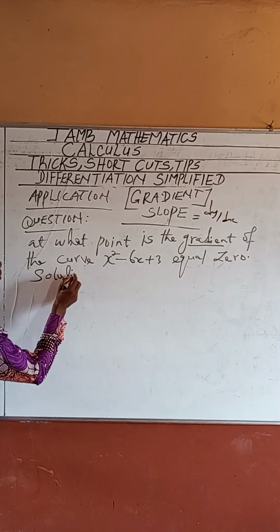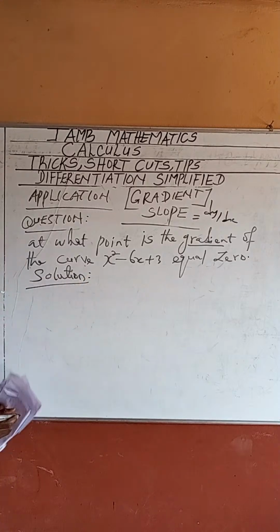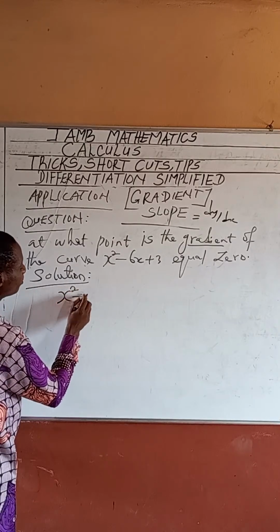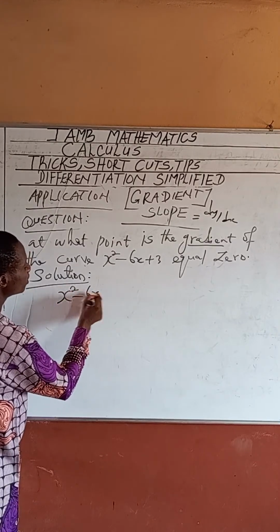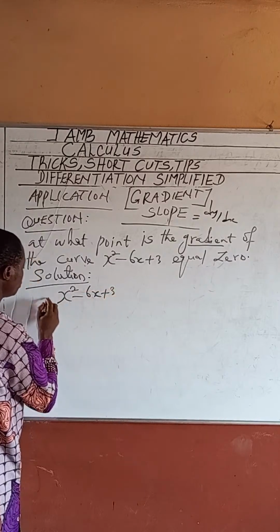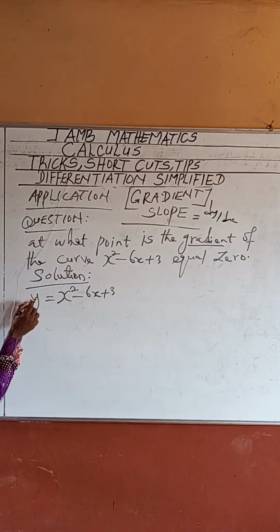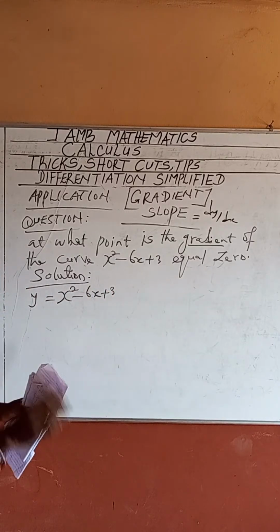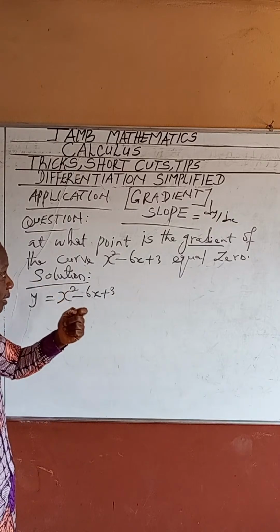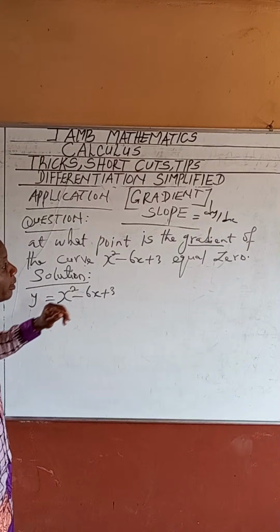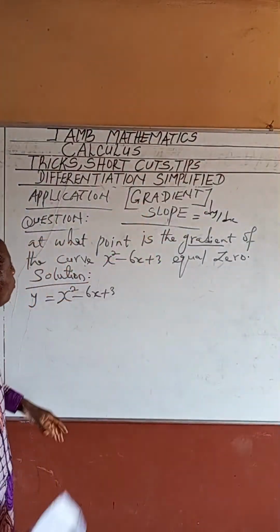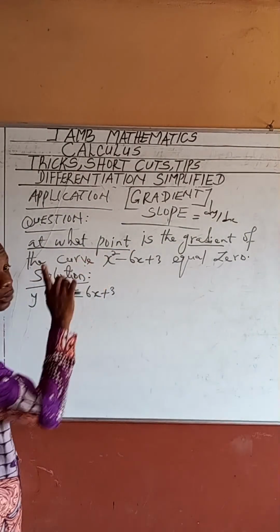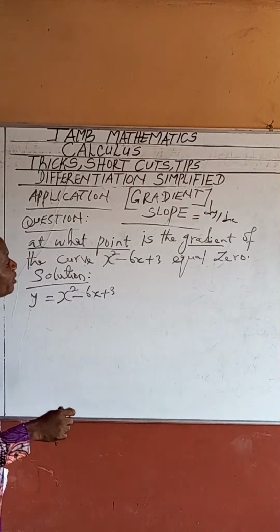So we are going to solve this now. We are given x squared minus 6x plus 3. It means that y is equal to this. But before I continue, let me show you something very important here. Gradient is actually dy dx. Now, we are looking for points. Please take note of this statement. Always mark all these ones. But don't do that in JAMB, okay? There's no need to be marking all the questions. But take note of this.